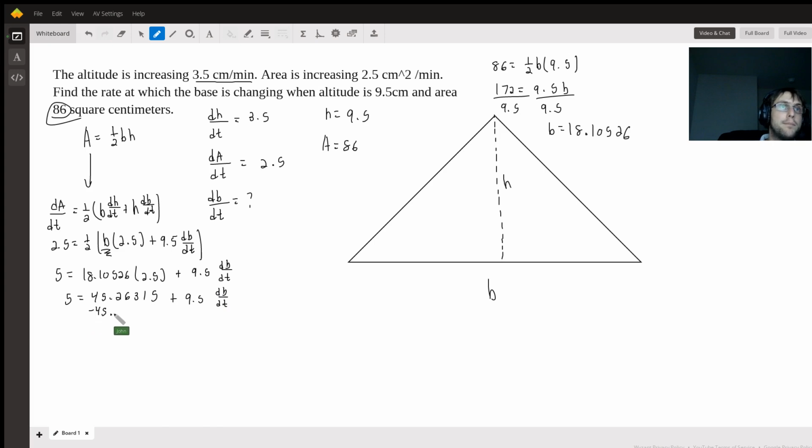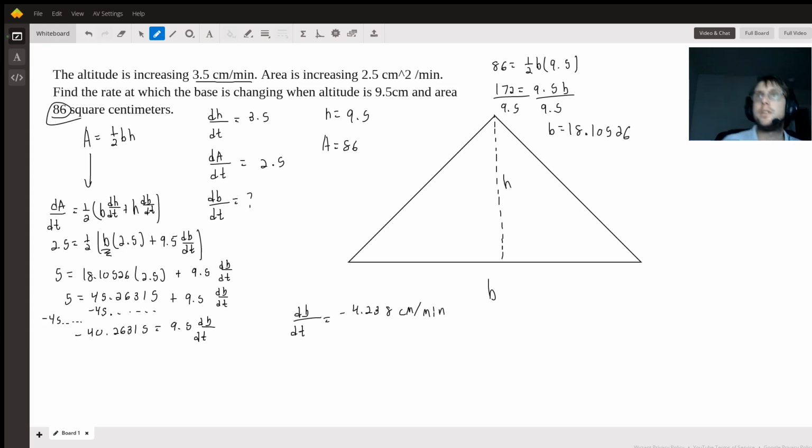And then solve for dB/dt. Subtract off the 45.26315 from both sides. If I do that, I get negative 40.26315 is equal to 9.5 dB/dt, and then divide by 9.5. So then dB/dt is equal to negative 4.238, and my unit would be centimeters per minute, since that is one directional.